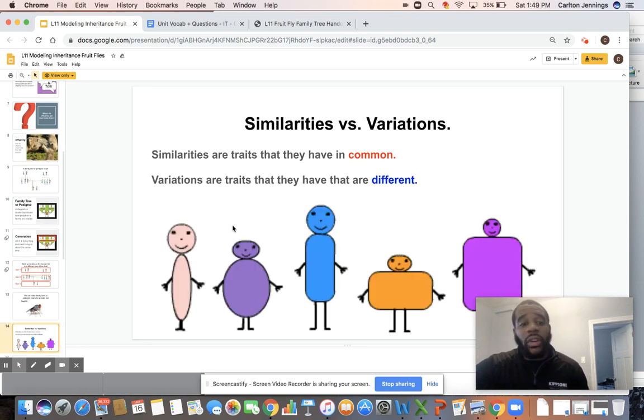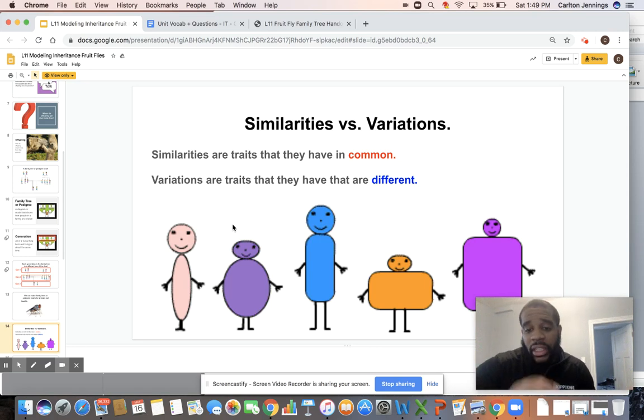So, similarities versus variations. Similarities are things that are common or the same. Variations are traits that are different. So, similarities are the same, variations are different. When you have similarities, that means that things are the same. When you have variations, those things are different.